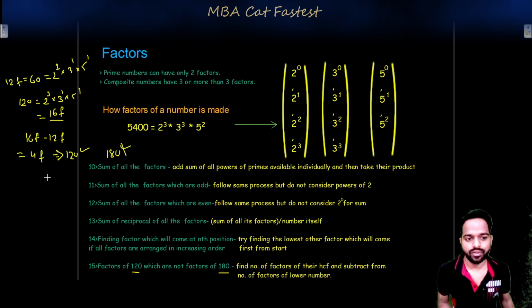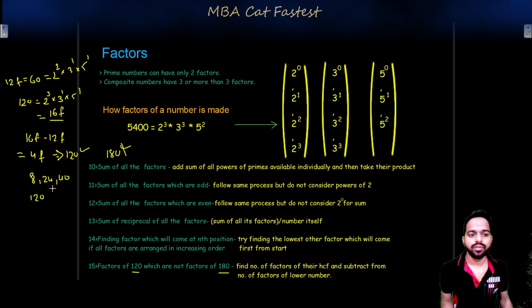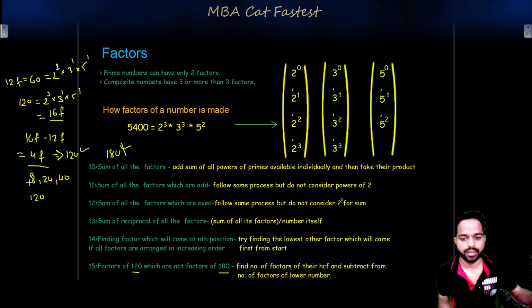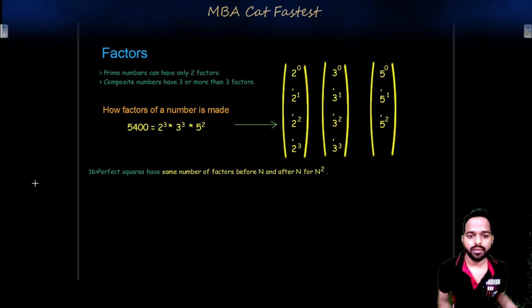Let me also tell you which are these factors. These are 8, 24, 40, and 120 itself. So these are the four numbers which are factors of 120, but not the factors of 180. Okay, moving on. Perfect squares have the same number of factors before and after n for n squares.